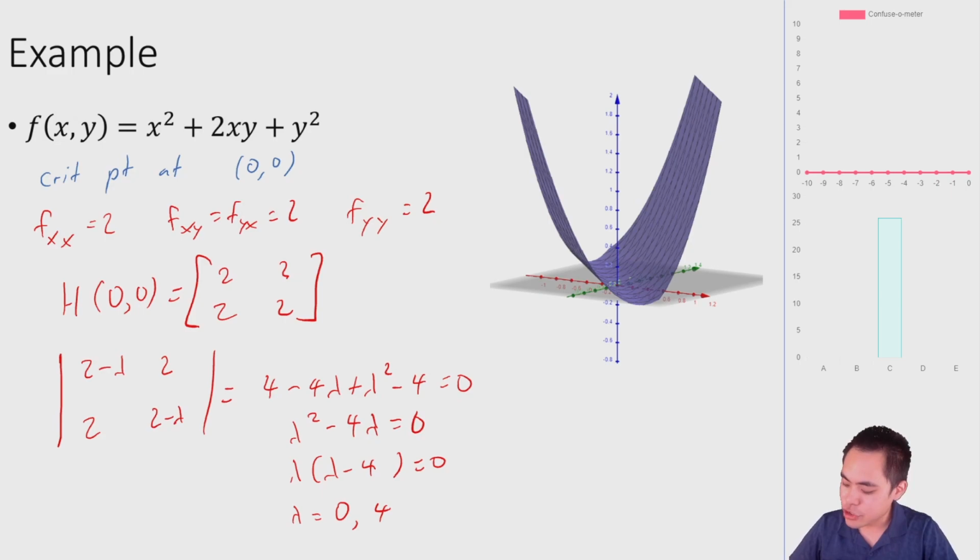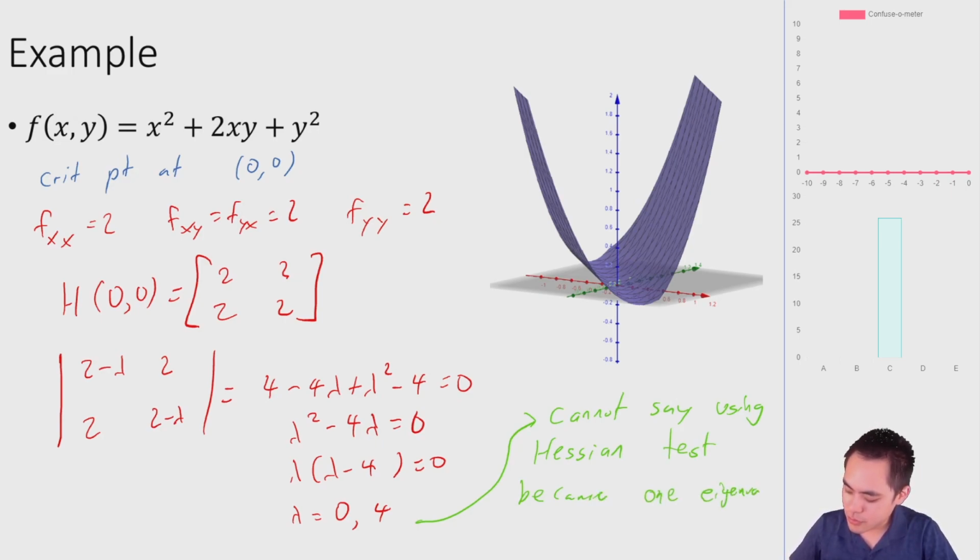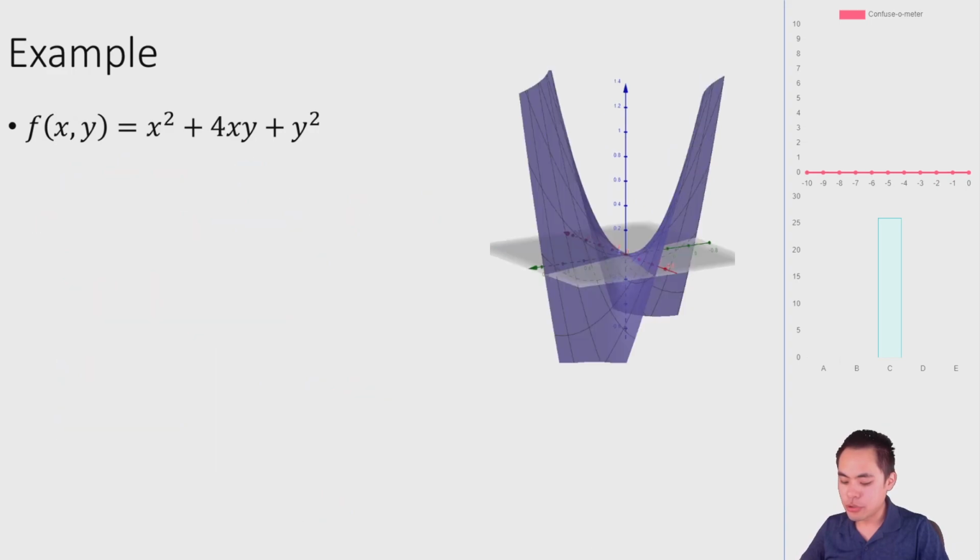So here, we cannot say using the Hessian test because one eigenvalue is 0. Of course, you can look at the picture and we know that it's a saddle point, but you can't actually use the Hessian test for this example. For the last example, though, we are able to use the Hessian test.